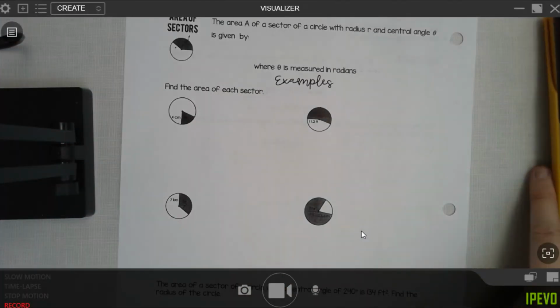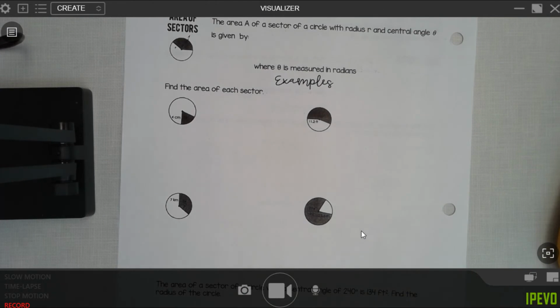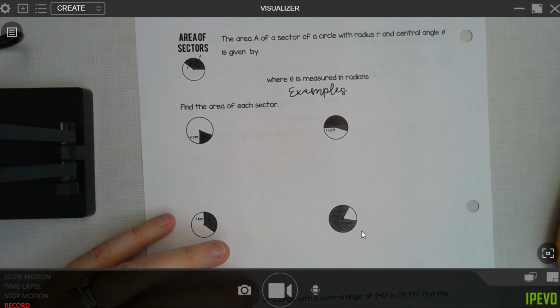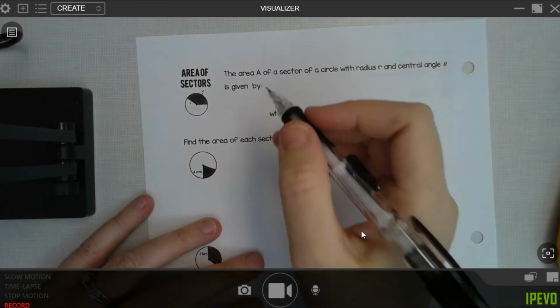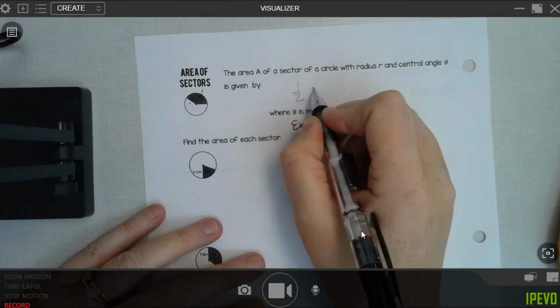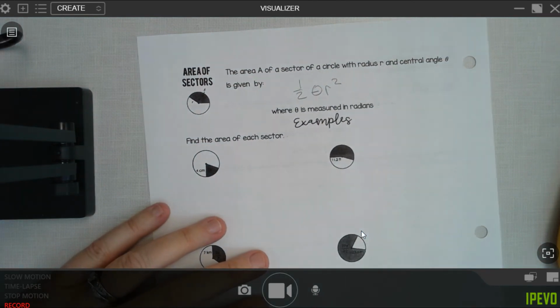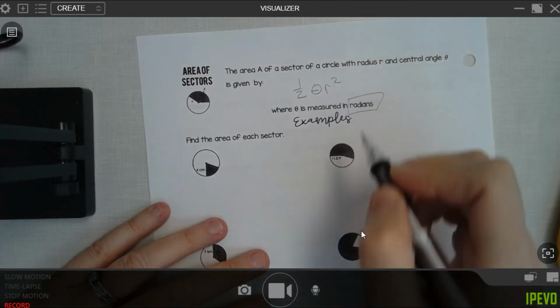Okay. So now onto the back. We're talking about area. And the area of the sector is just going to be 1/2 our angle in radians times the radius squared. So 1/2 theta r squared. This has to be in radians.